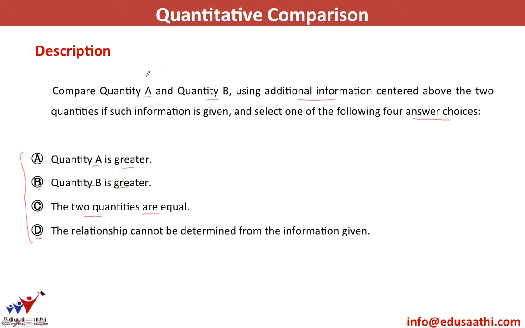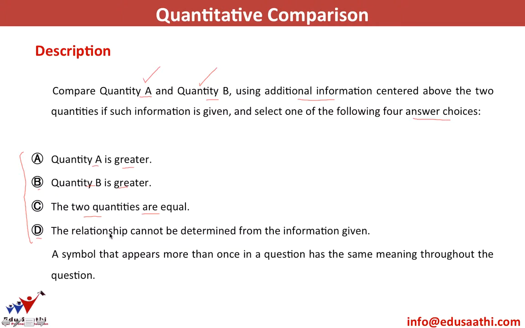You will be given two quantities A and B. Just compare them and find out numerically which is a bigger quantity, A or B, and then mark accordingly. These are the standard option choices in case of questions on quantitative comparison. Okay? And a thing that you need to keep in your mind is, if there's a symbol that appears more than once in a question, it will have the same meaning throughout the question.